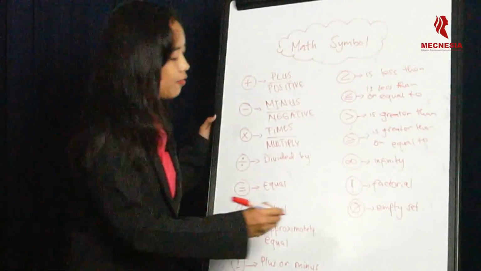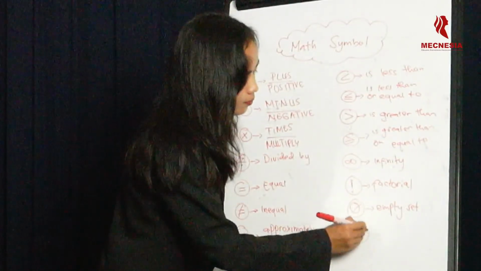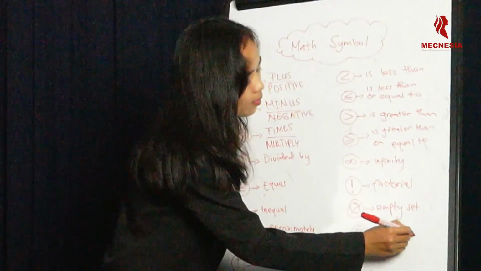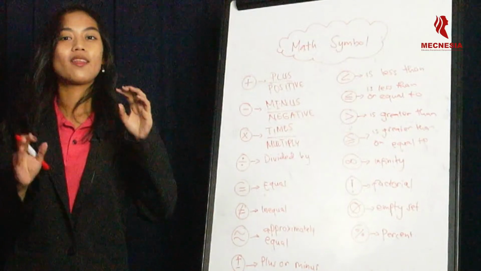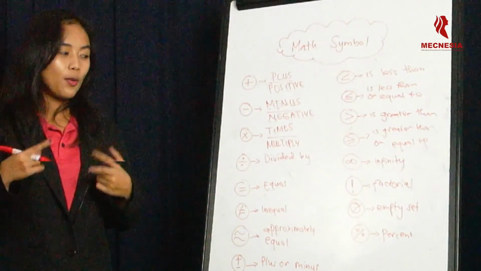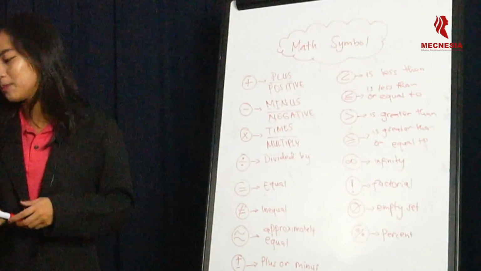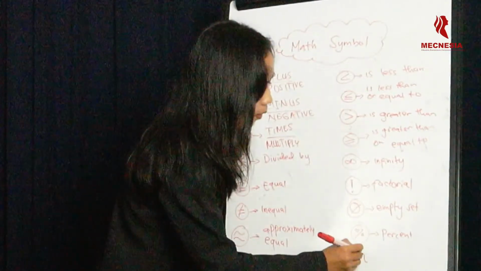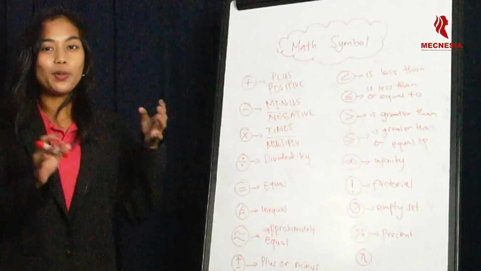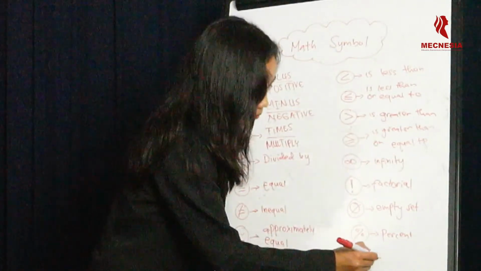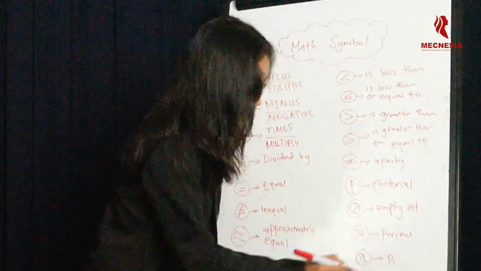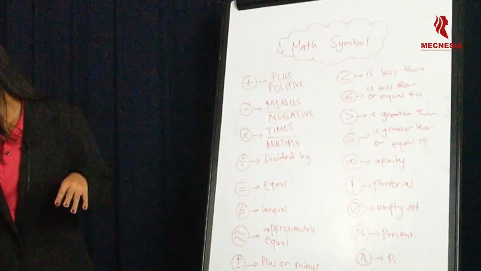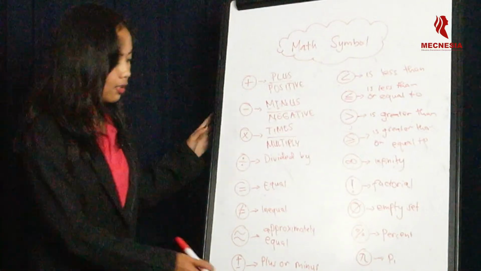Next, we have this one. This one is percent. Percent. One more time. Percent. Next is P or PI. P or PI. Next, kita punya yang titik-titik.